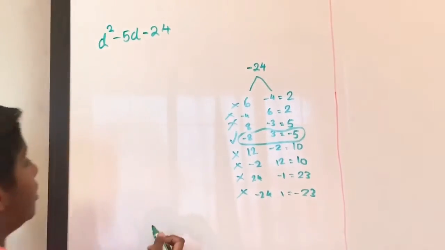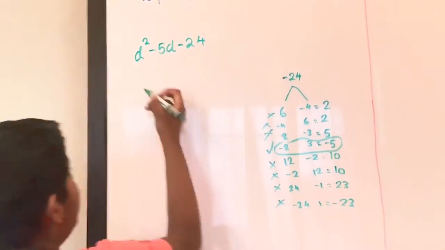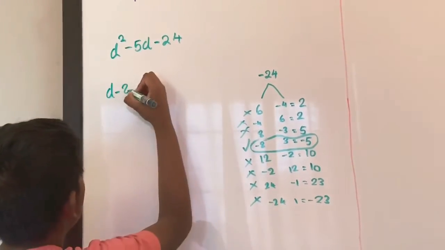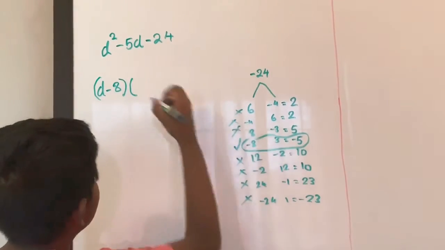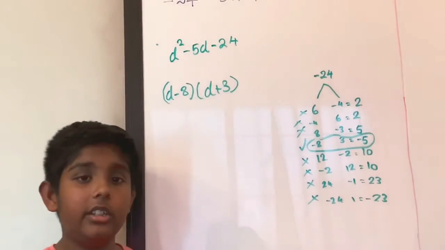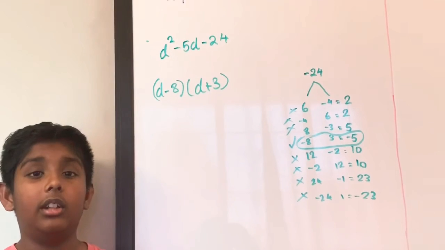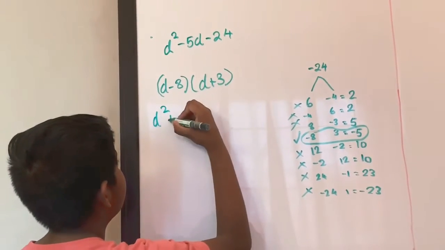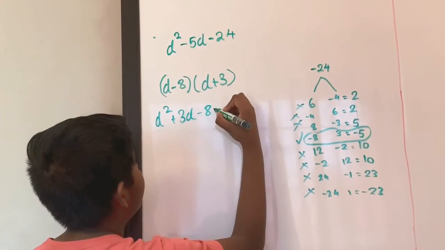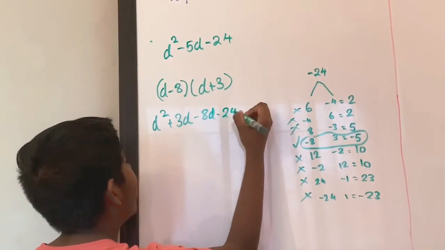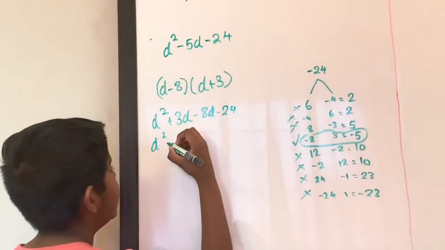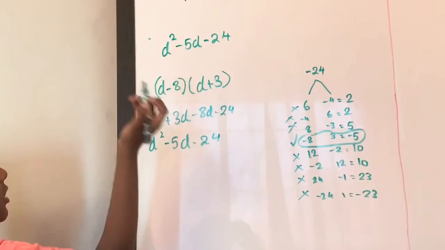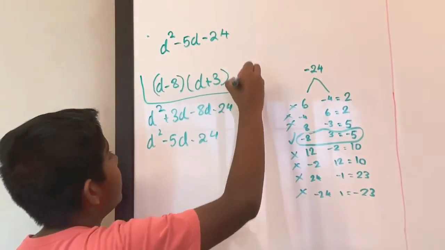So now let's write our answer. So d is our variable here, and let's write d minus 8, d plus 3. Let's see if our answer is correct or not by multiplying and by using the FOIL method. So d times d is d squared, and d times 3 is 3d. Negative 8 times d is negative 8d, and negative 8 times 3 is negative 24. So d squared, and then 3d minus 8d is negative 5d, and then negative 24. So yeah, that's our question. So our answer is right.